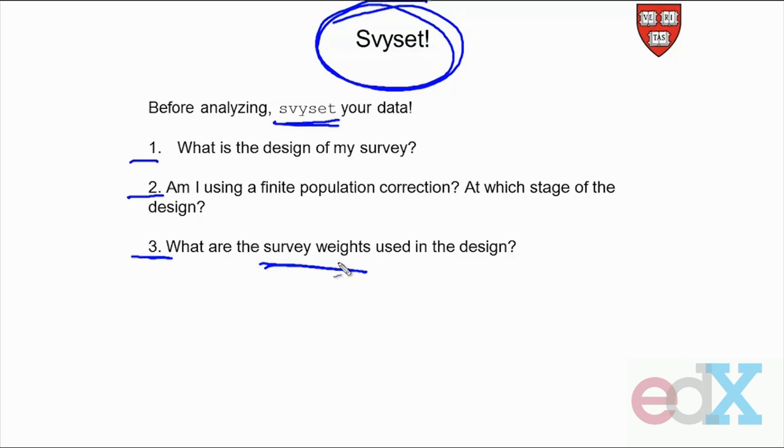Once you've established those 3 things in Stata and run your svyset command, then you can do most analyses in Stata just by first saying svy, colon, and running your command. So let's go ahead and open up Stata and look at an example. I think it'll become more clear once you see it within Stata.